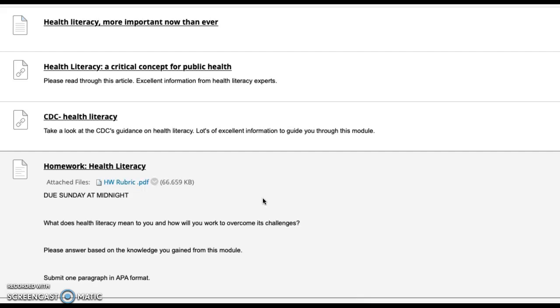What does health literacy mean to you? Talk about it a little bit in one paragraph, APA format. That is due, of course, 7:31 by midnight.